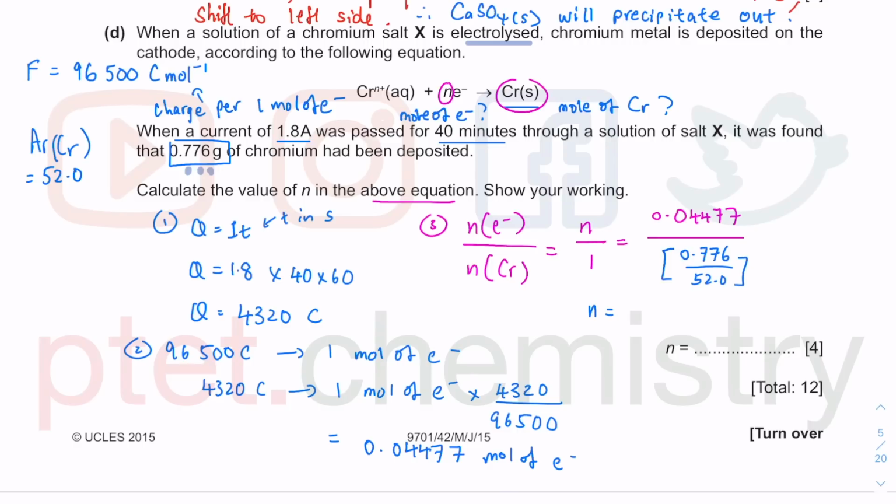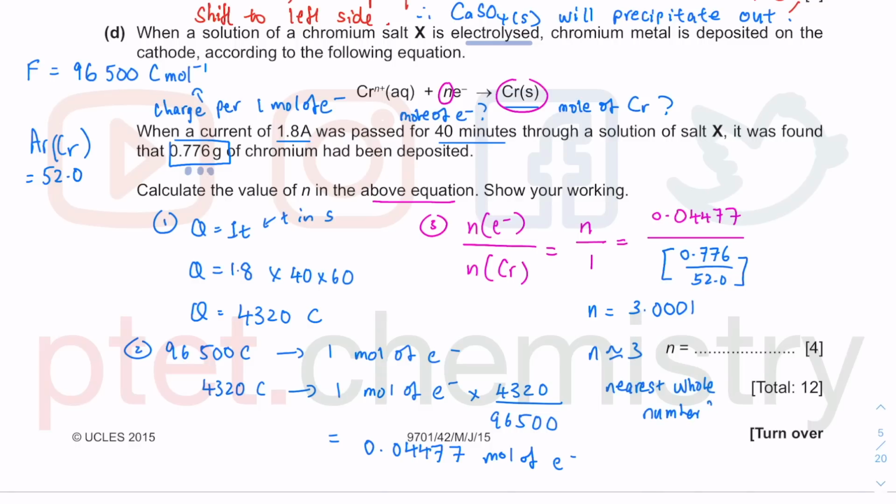So what is n then? Well, n is just going to be moving the 1 up there. It's just the whole thing multiplied by 1, which is itself again. So I just need to do 0.04477 divided by bracket 0.776 divided by 52.0, close bracket. I get quite a nice answer. I get 3.0001. And this must be to the nearest whole number because it's the number of electrons.